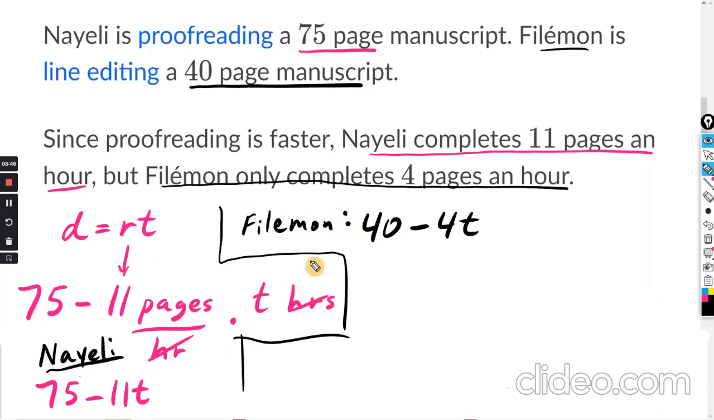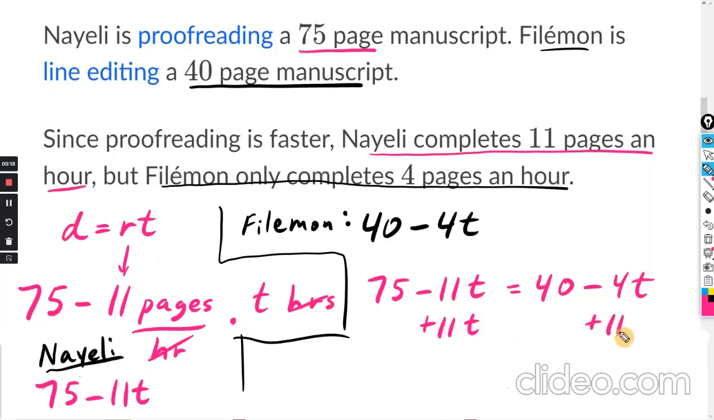Alright, so we're going to set them equal to each other because we want to find out when they're equal. Alright, so I'm going to take the 75 minus 11t and set it equal to 40 minus 4t. Okay, you want variables on one side, numbers on the other. I try to keep the variable positive, so I'm going to add 11t to both sides. And 11 minus 11 cancels.